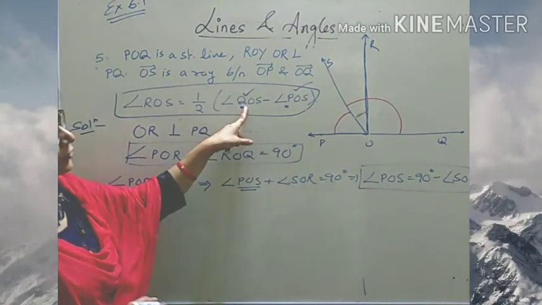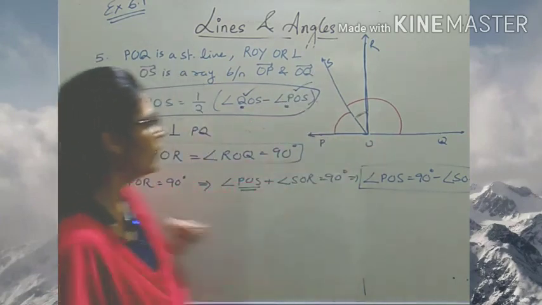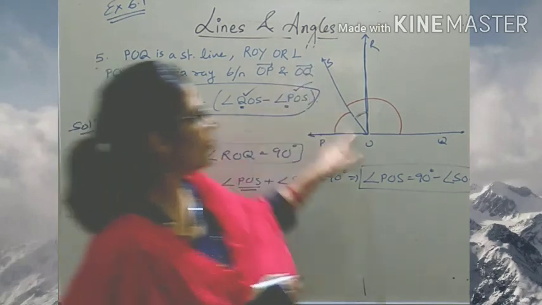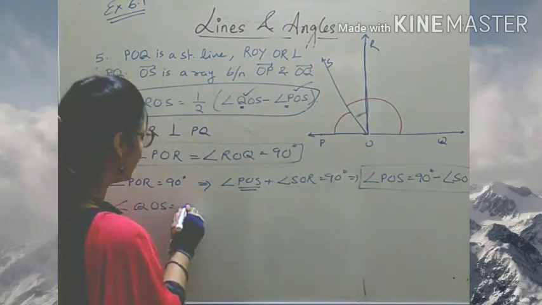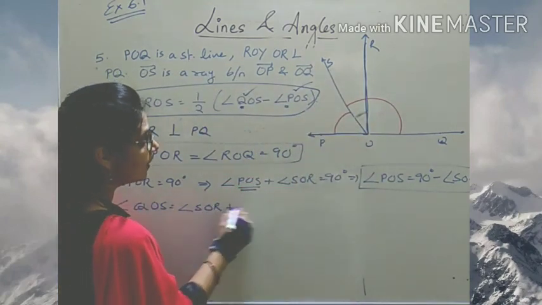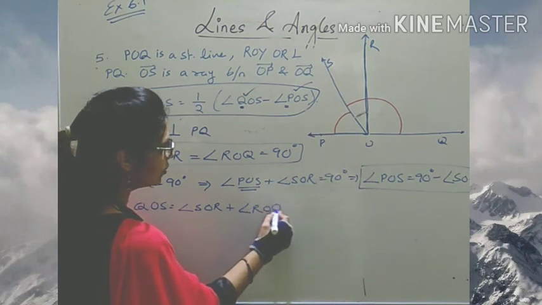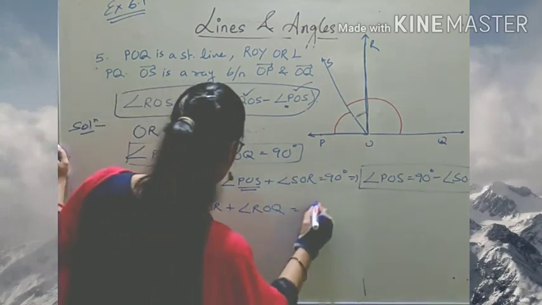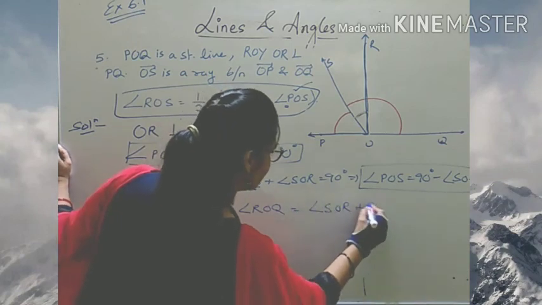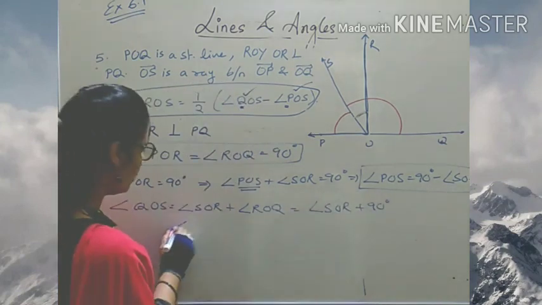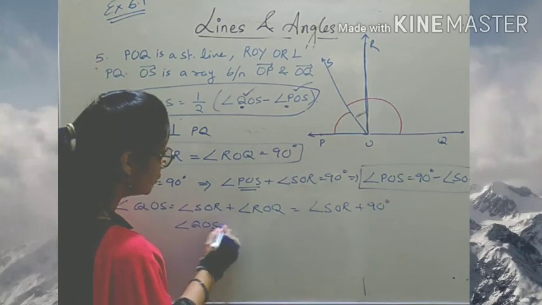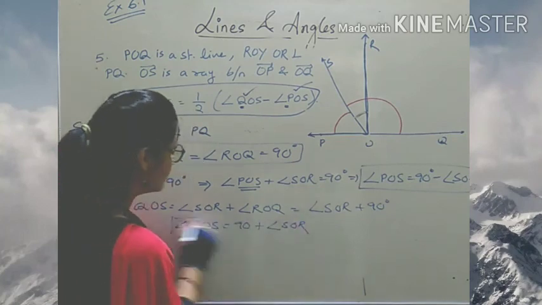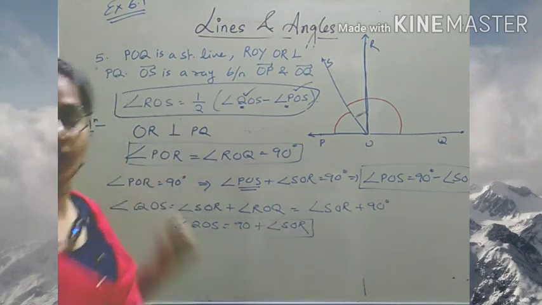Now next thing what we have to find? QOS. Now what is this QOS? This QOS angle is angle SOR plus angle ROQ. So this will be SOR plus 90. So what is our QOS? QOS is 90 plus SOR. So these two values we have got.